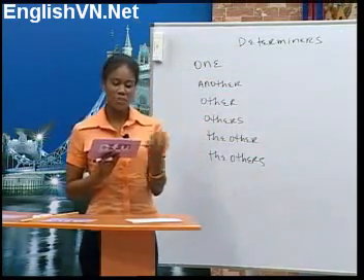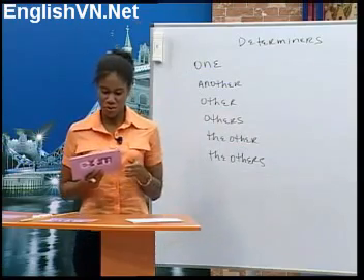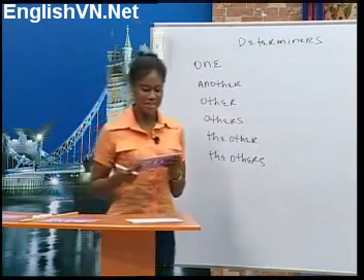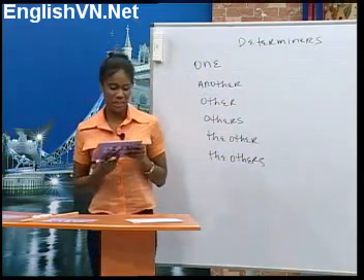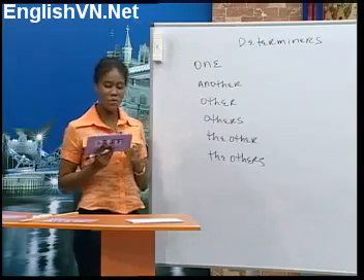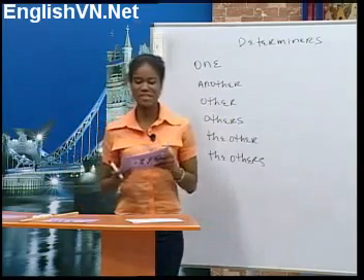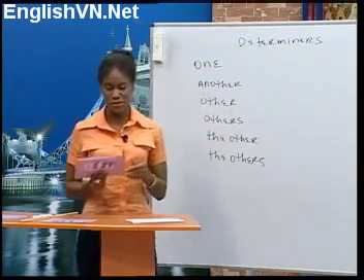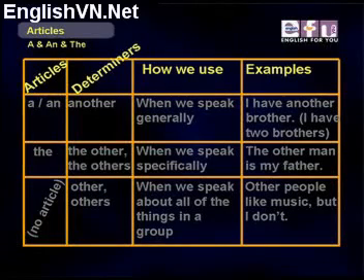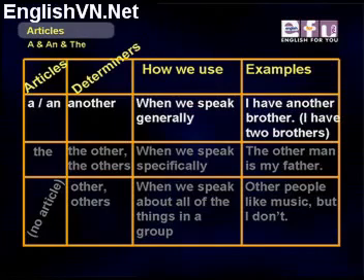Okay, remember how we used the articles before? We were using a, an, the, or no article. Well, we can use determiners in the same way. Let's look at a table to see how we can use these determiners. All right, remember the articles a and an. Well, a determiner would be another to use when we speak generally, like a and an. So I have another brother, meaning I have two brothers. Here's one brother, and here's another brother.